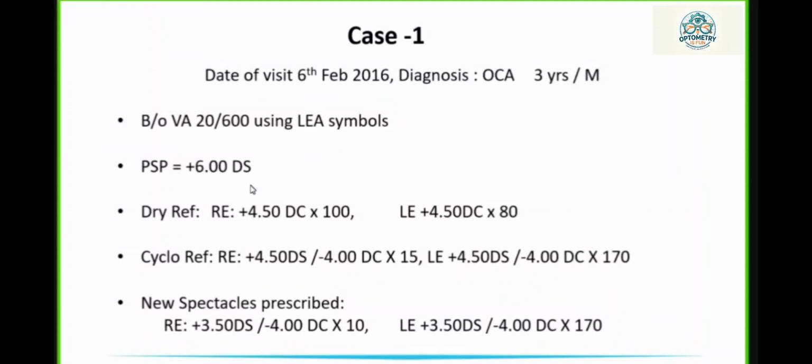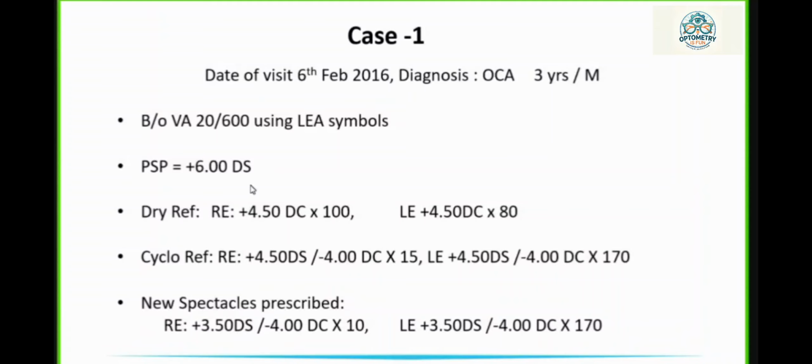For case 1, the diagnosis is oculocutaneous albinism, a 3-year-old boy, and about 10 years ago was his first visit. When the binocular acuity was recorded, it was 20/600 using Lea symbols, matching acuity was done. And this was the present spectacle prescription.